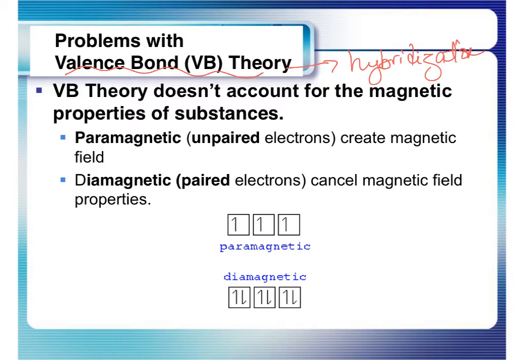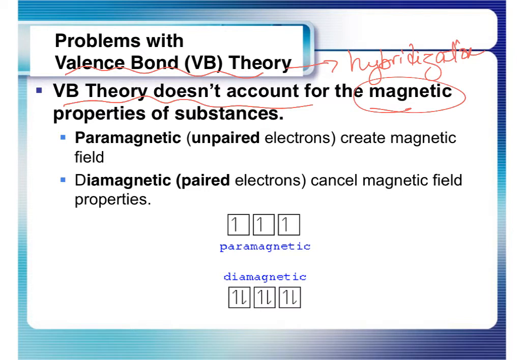So, valence bond theory came first, so we're going to talk about the reasons that molecular orbital theory might be better than valence bond theory. One of the most important is that the valence bond theory is not able to explain that substances are magnetic.